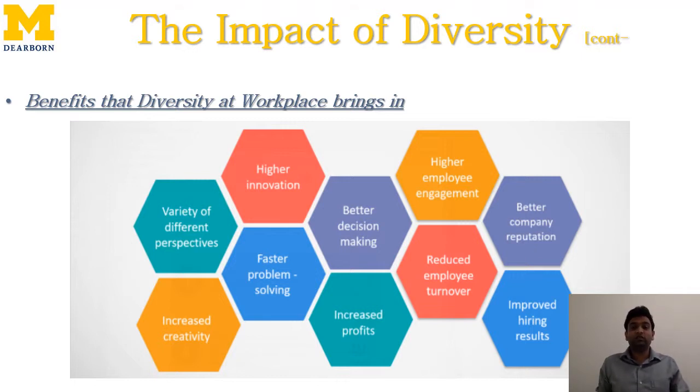There will be greater employee engagement in the organization, because it will bring a fresh vibe to the entire organization, and the entire workplace will be a better place to work.